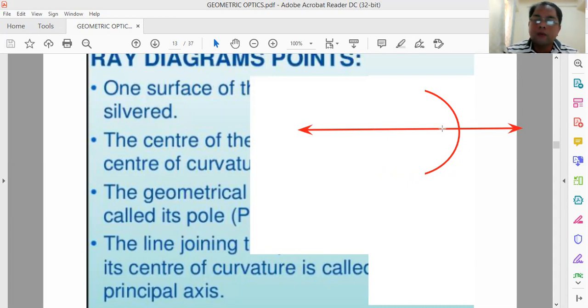So this principal axis must pass through two points. The first point is the intersection point where the curve is made, which in a parabola we usually call the vertex. So we call this the pole. We indicate it with the letter P, or V for vertex. And then we have another one here which we call the letter C. This is our center of curvature.